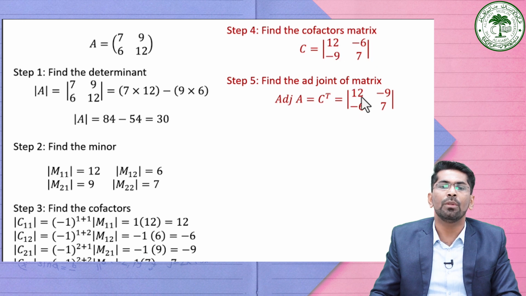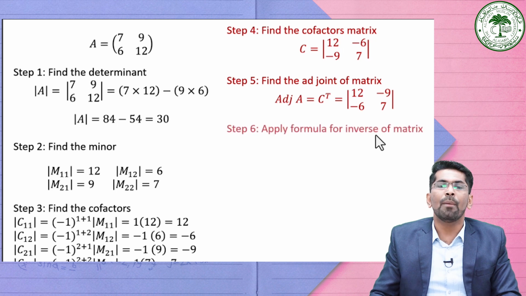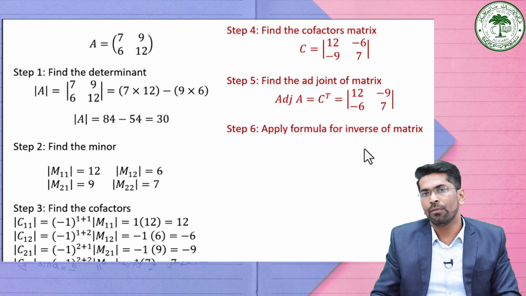First row will now become the first column. The second row, that is minus 9, 7, now becomes the second column here in the adjoint matrix. So we have the adjoint of A, that is 12, minus 9, minus 6, and 7. Now we can apply the formula for calculating the inverse of a matrix.